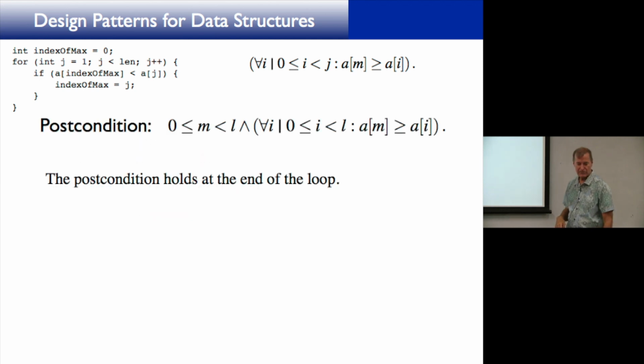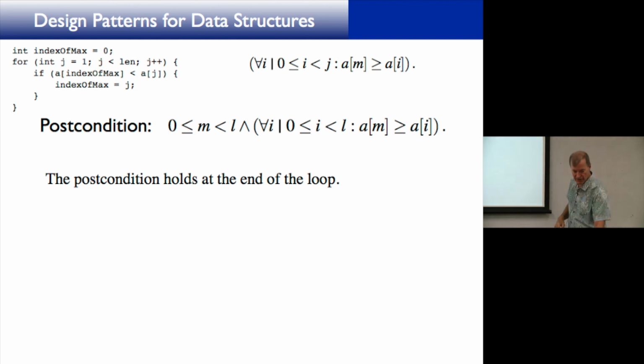And now for the post condition. The post condition is that in the end, 0 has to be less than or equal to m, which has to be less than L, so L is length. And now, do you agree that this is the proper post condition for this algorithm? For all I, 0 less than or equal to I less than L, the length, A sub m is greater than or equal to A sub I for all those.